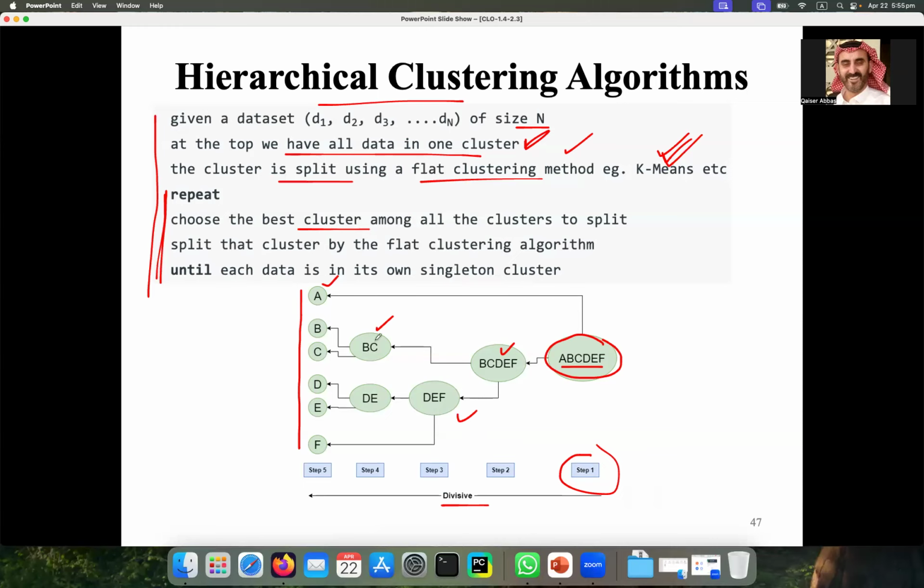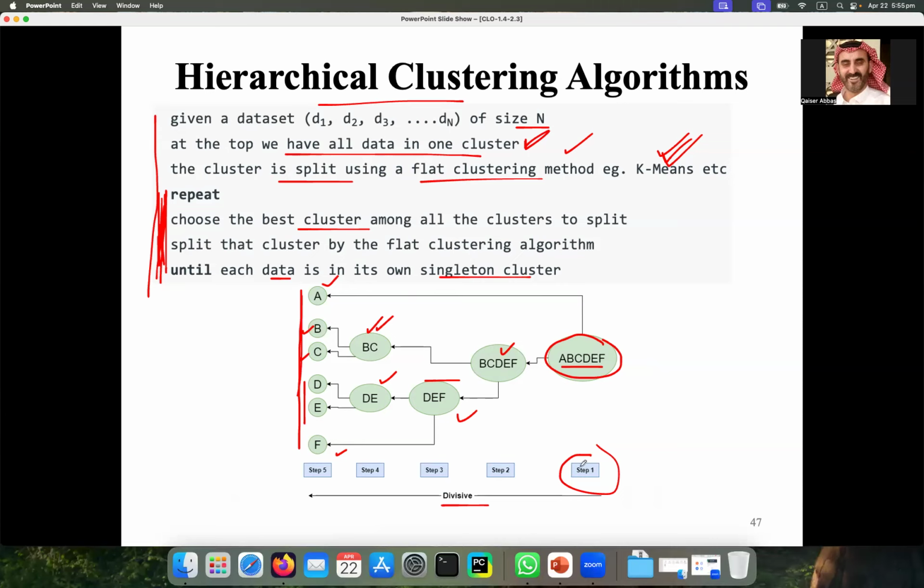Again, because we are executing this repeat until loop, we will select the best cluster, BC. Then you split it and get B and C, which are singletons, so you stop there. DEF is split into DE and F, and in the next iteration DE is split further into D and E. You keep continuing this loop until every point is its own cluster.